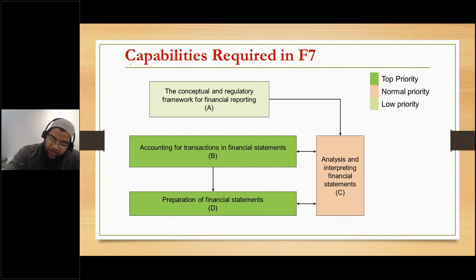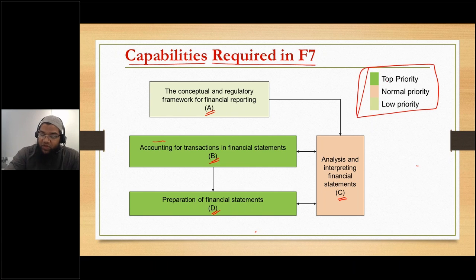Now let's have an overview of the capabilities which are required in paper F7. There are 4 different sections: part A, part B, part C, and part D. I have divided these into different priority levels. The dark green means top priority, which means part B and part D. The light brown means normal, and light green means low priority. So let's start with the dark green ones, the top priority.